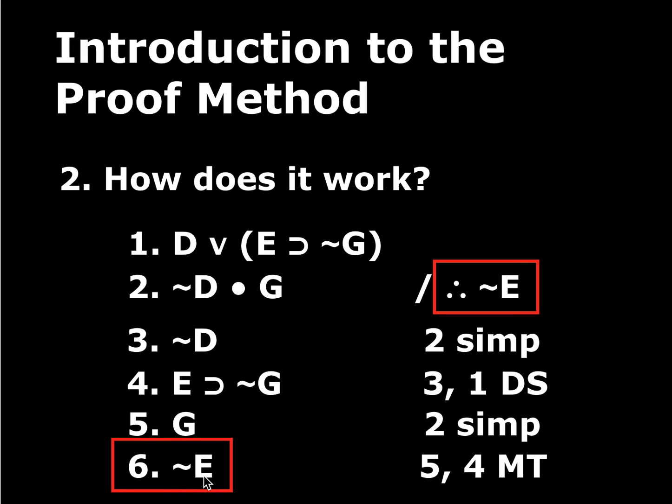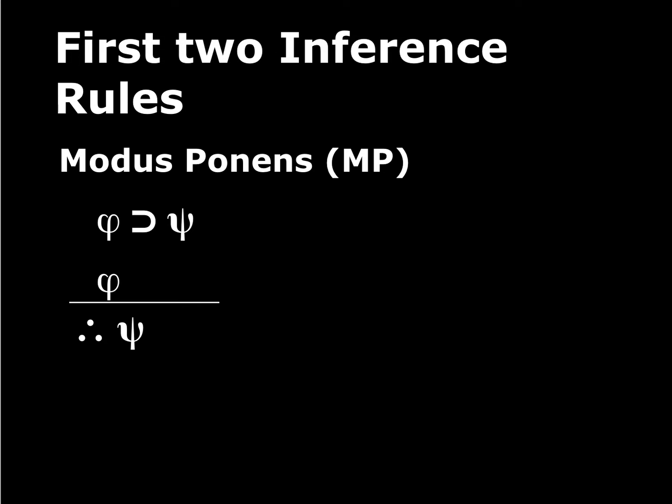And that's your goal, because if you can derive the conclusion, then that shows that the argument is valid. Okay, now I'm going to explain why that works in a minute. Like, why is it that just deriving the conclusion shows that the argument is valid? But before I get into that, let's introduce the first two rules, how they work, and see a couple of examples. So here are the first two inference rules.